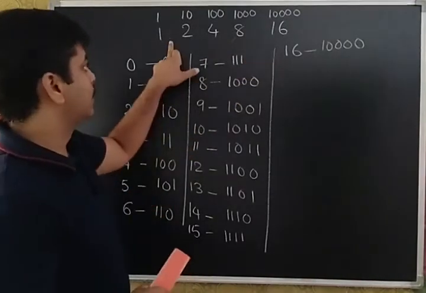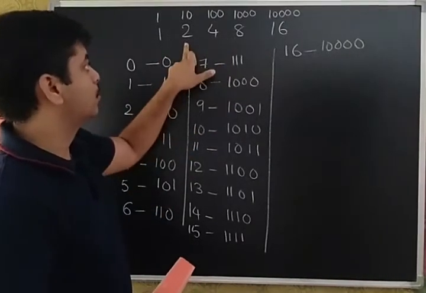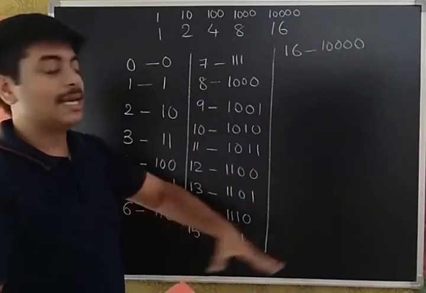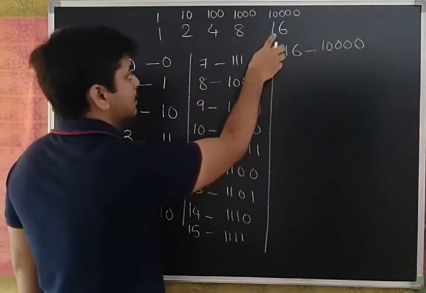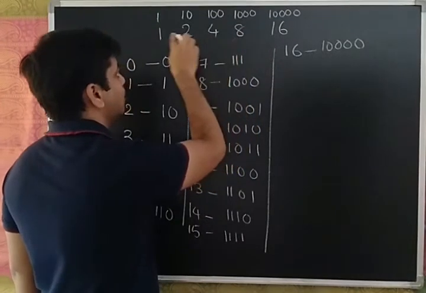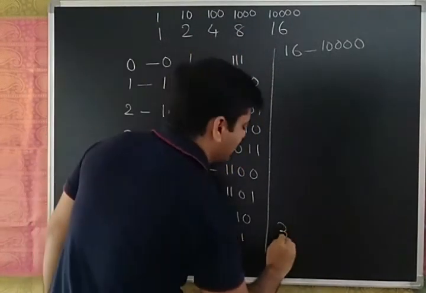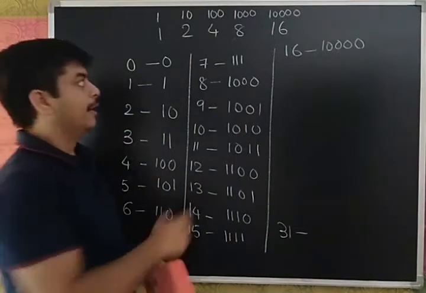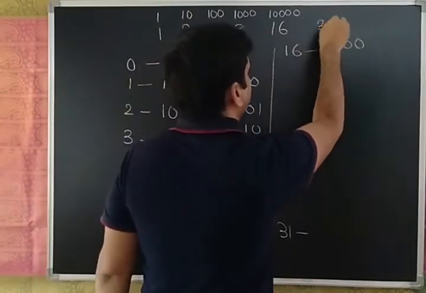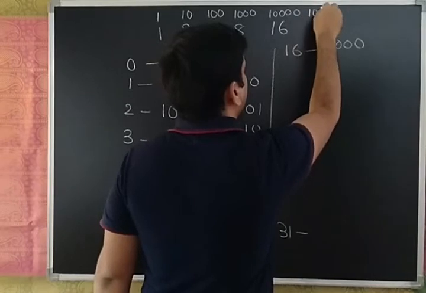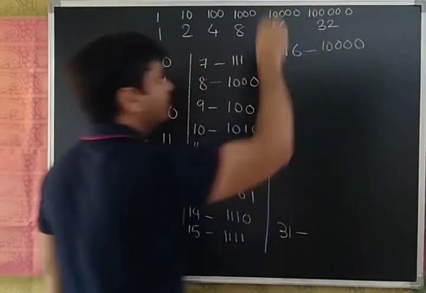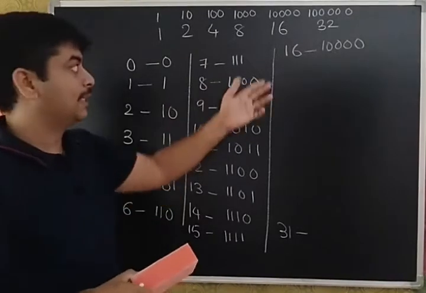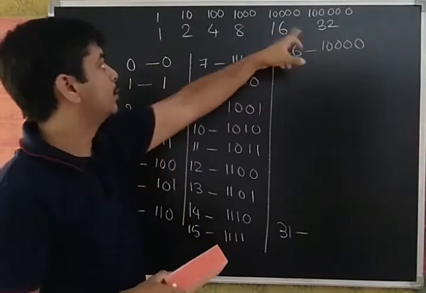17 is 16 plus 1. 18 is 16 plus 2. 19 is 16 plus 2 plus 1. And you can write all of these till 16 plus 8 plus 4 plus 2 plus 1. That will give you 31. Till 31 you can go. What about 32? If you go one more extent, 32, it will be 1 followed by 5 digits. That will be 32. So if you extend now, you can even write 33, 32 plus 1, 34, 32 plus 2.